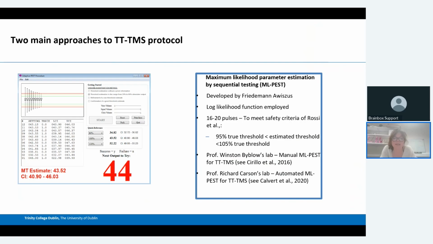And then myself and Richard Carson developed with Friedman Vicious a kind of automated version of this, where all you'd have to do is hold the coil over the head, and the data would be automatically read, and the recommendation would be input into the stimulator, so you didn't have to keep fiddling with the machines. So we've developed that, and we've published some studies using that.